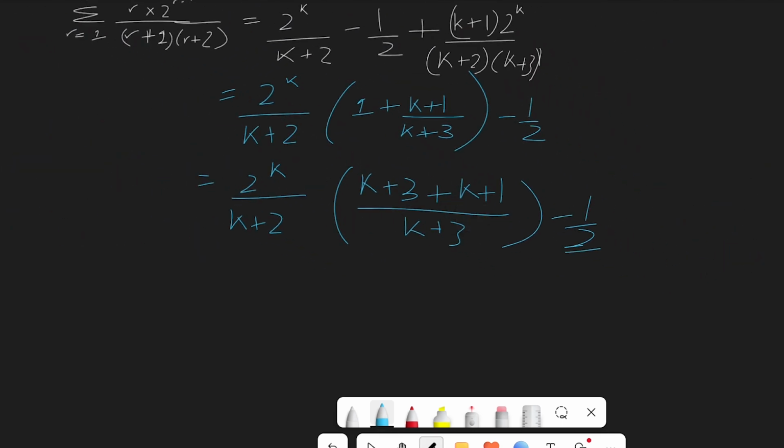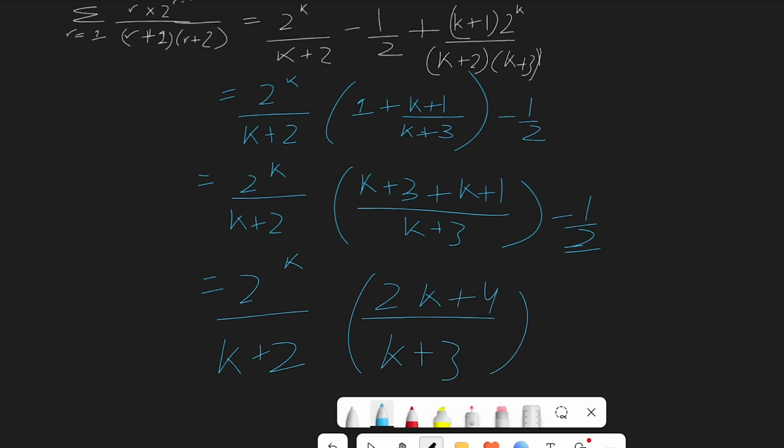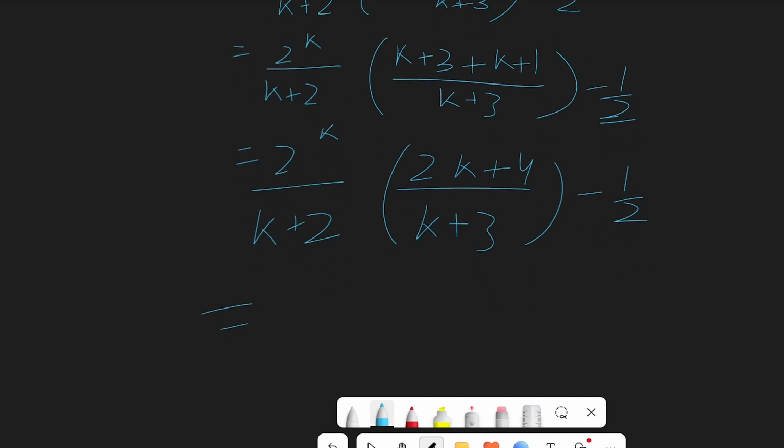So 2 power k over k plus 2, and then there would be a 2k plus 4 over k plus 3, and there would be a minus 1 over 2, voila.